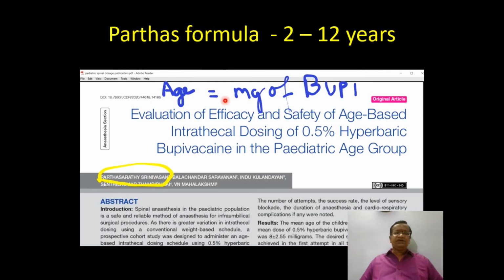Now we can see this is the evaluation of efficacy. This is Partha's formula, my formula. If age is given, that many milligrams of bupivacaine you give for all infraumbilical surgeries. For example, for a 7 year old patient, use 7 milligrams; you can do all infraumbilical surgeries. For a routine child, understand, this formula is something like 3 milligram per kg of thiopentone. Some patients you need only 2, some patients you may need 4. You have to adjust. Age 6 means 6 milligrams of bupivacaine.